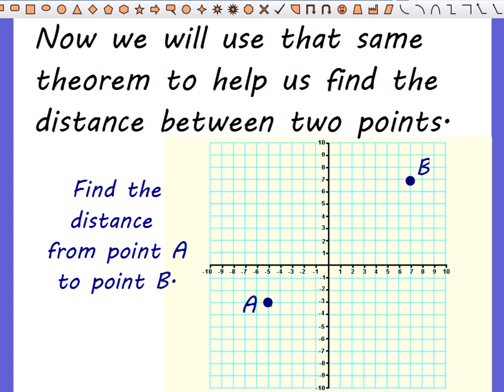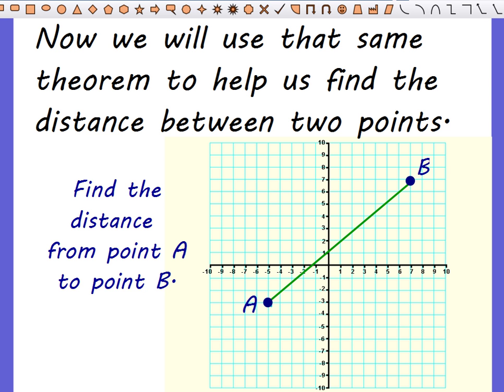So this is kind of where we're going with this. We want to find this distance between points A and B. It's not easy to count off. We can't just count because notice how it goes through partial squares, it goes through diagonals of squares. So it's not really a super easy distance to find.